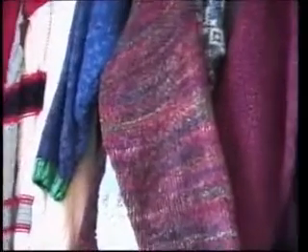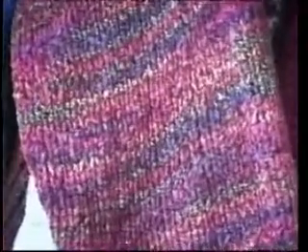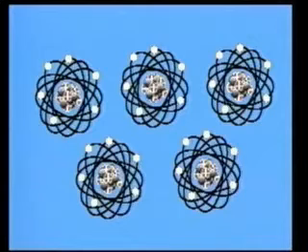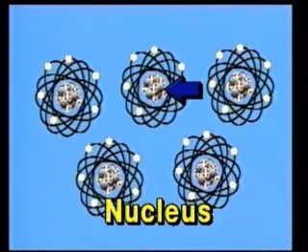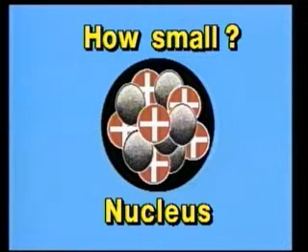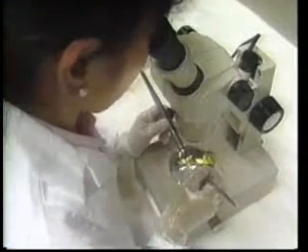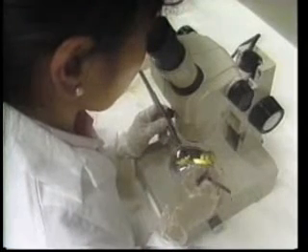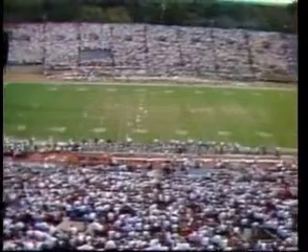Atoms, of course, are very small. So small that the thickness of one thread from your shirt or sweater contains hundreds of thousands of atoms. Each atom has a center called a nucleus. Compared to the entire atom, the nucleus is very small. How small? Well, chemists suggest that to imagine the size of a tiny nucleus in an atom, we think of a marble in a large football stadium, like the one we see here.